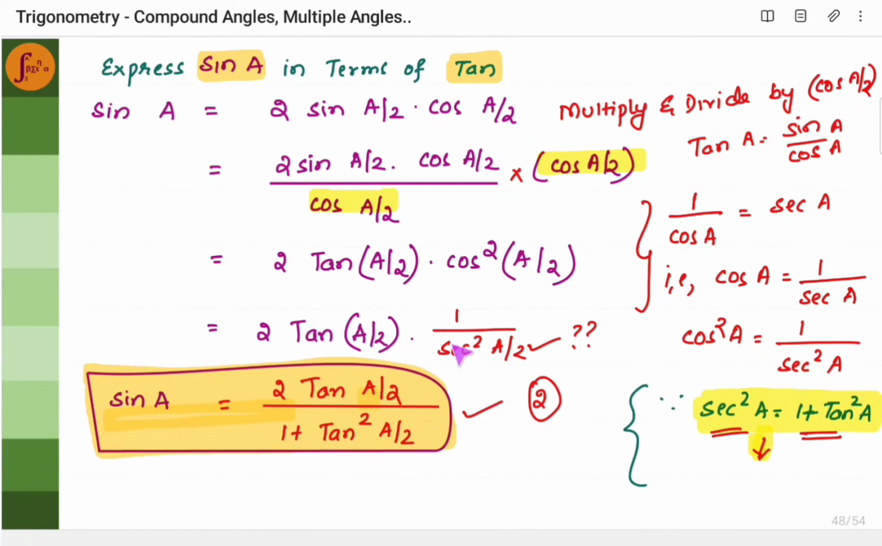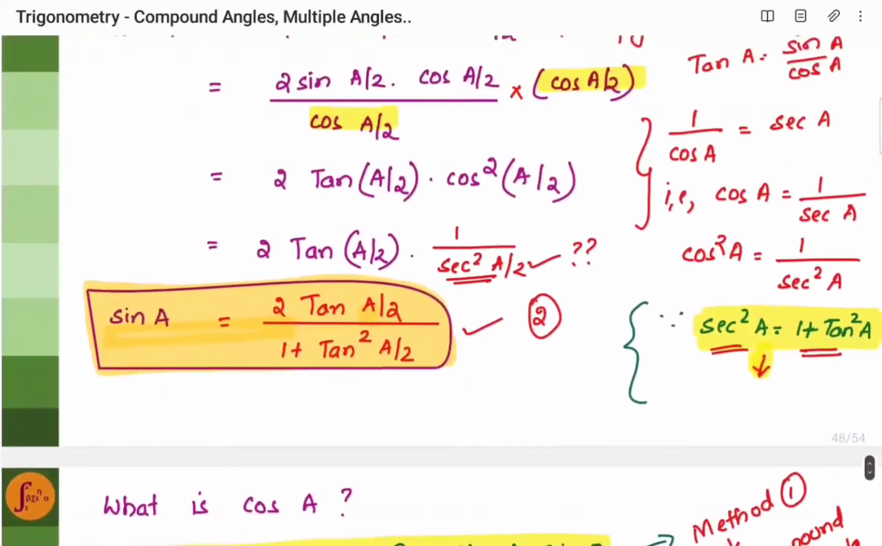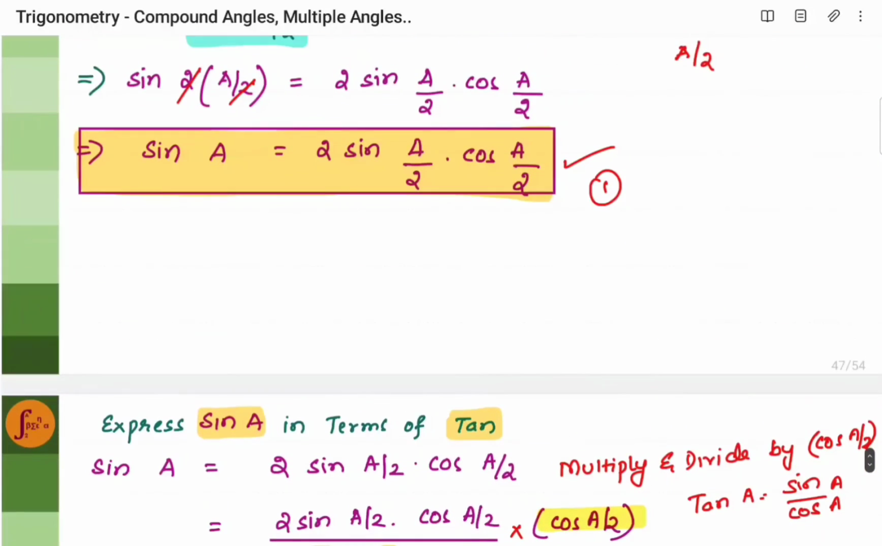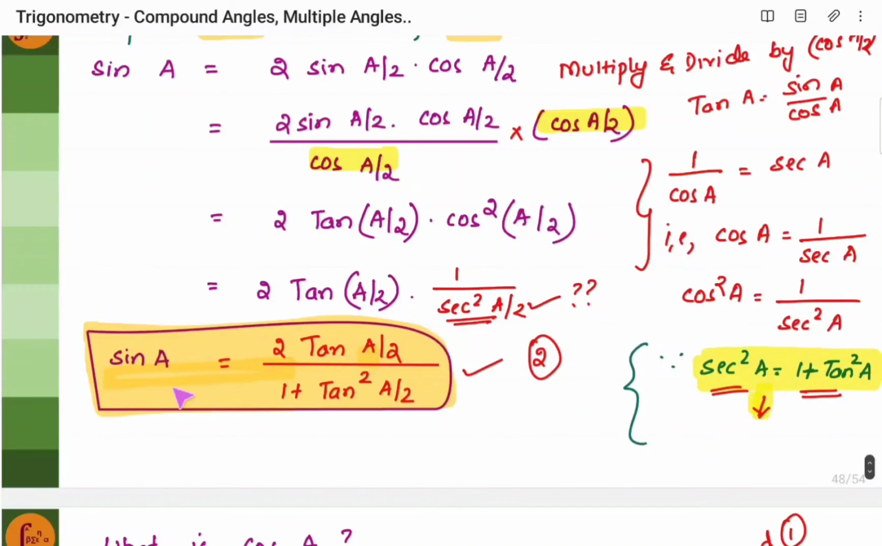Now, 1 by secant square A by 2 would be, substitute secant square A by 2 with 1 plus tan square A by 2. So we have 2 tan A by 2 by 1 plus tan square A by 2. So we got the formula for sine A. Two formulas are there for sine A. One is in terms of sine and cos. One is completely in terms of tan.